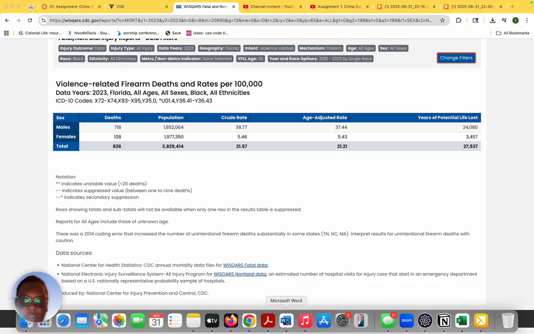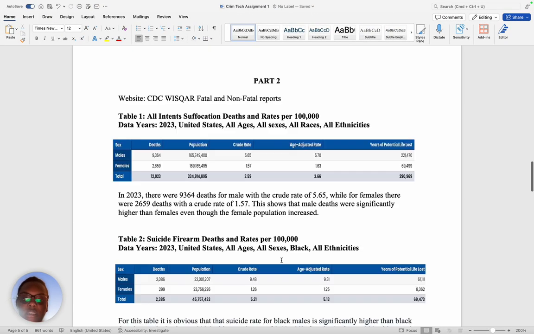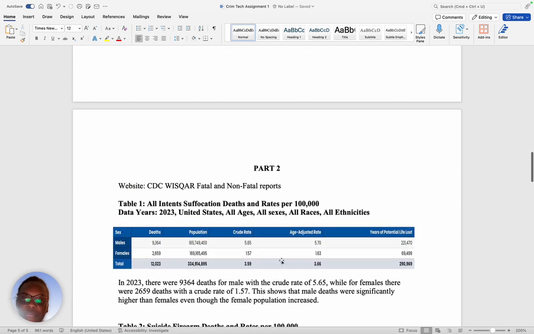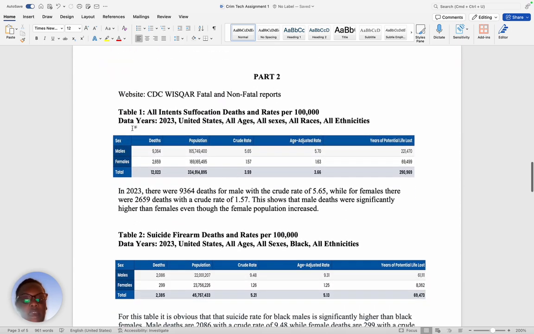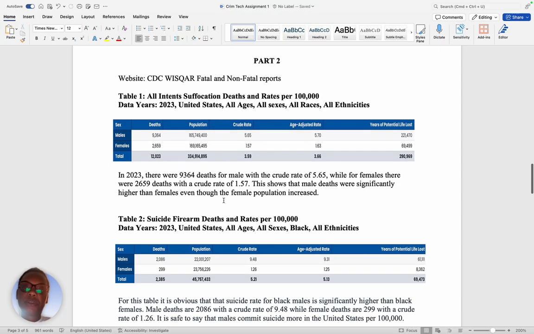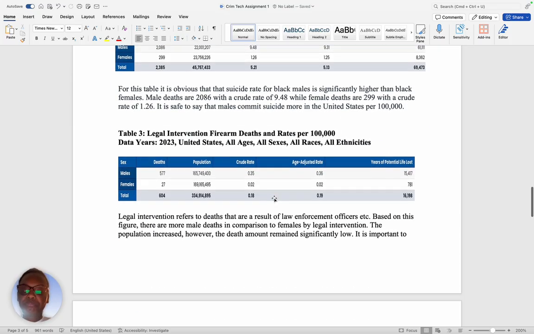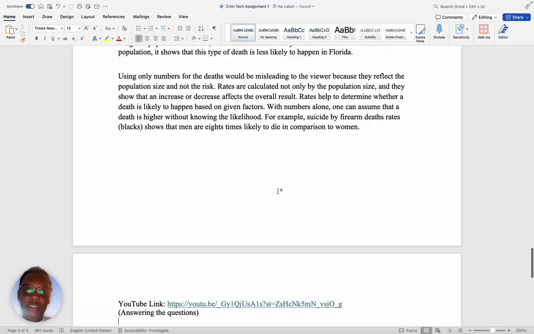Let's see if I still have the assignment pulled up right here. This is part 2, and this is what it looked like. I made sure to snip a snippet of it, and then just included it, with 1 to 2 sentences describing what the table is depicting. That is it for the assignment.